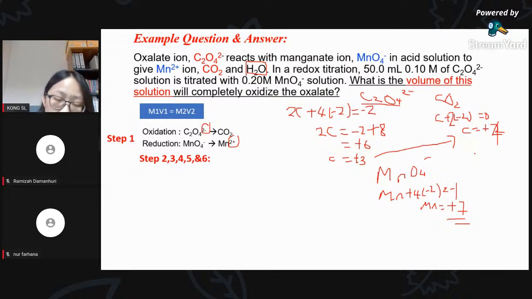Atau orang check oxygen, hydrogen, itu pun boleh, tapi madam suka kira oxidation number kerana 100% correct. Okay, step 2. Salin semula, copy everything.